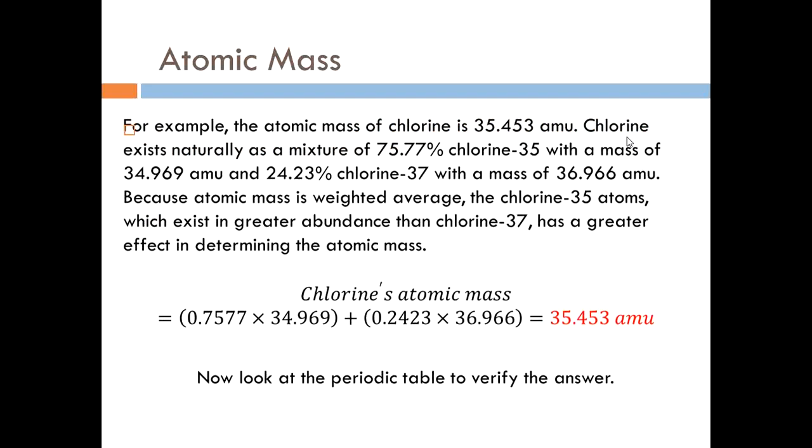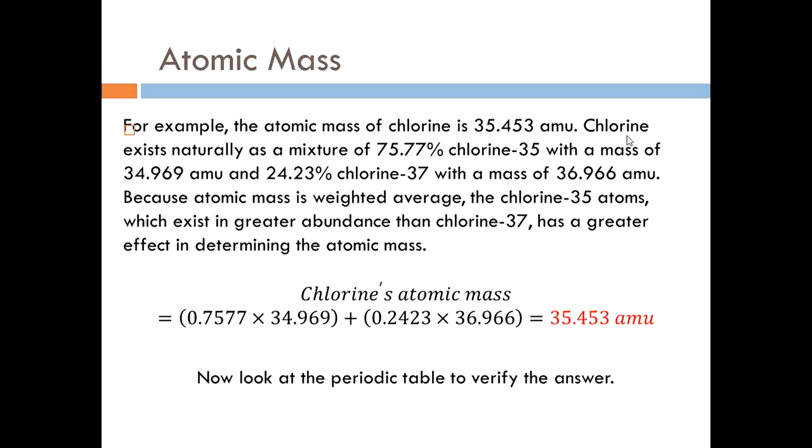Let's take a look at chlorine as an example. Chlorine has two isotopes, chlorine 35 and chlorine 37. Chlorine 35 has a percent abundance of 75.77%. Chlorine 37 has an abundance of 24.23%.